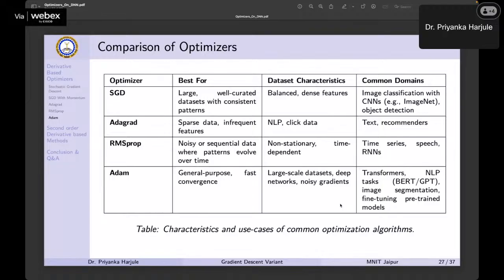RMSprop is basically suited for non-stationary and time-dependent data sets which have noisy or sequential data, where the patterns evolve over time. So these are very popular in time series, speech, and RNNs. Adam is generally preferred for fast convergence where the data sets are large scale and you have deep neural networks and noisy gradients. So Adam is commonly used in transformers and NLP tasks with BERT or GPT, image segmentation tasks, fine tuning, etc.